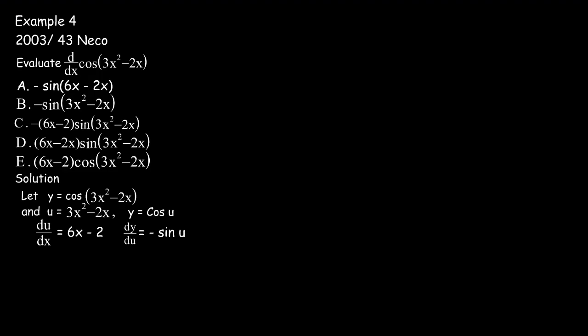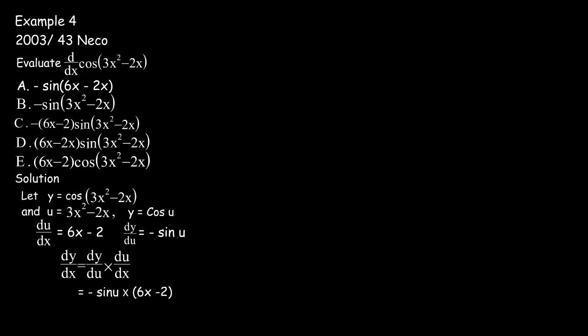At this point, we are going to be substituting for du over ds and dy over du in our chain rule formula, which is dy over ds equals dy over du times du over ds. Doing so, dy over du is minus sin u times du over ds, which is 6s minus 2.